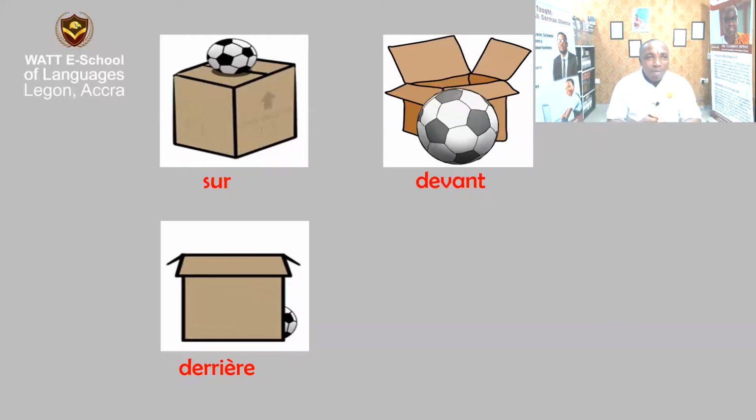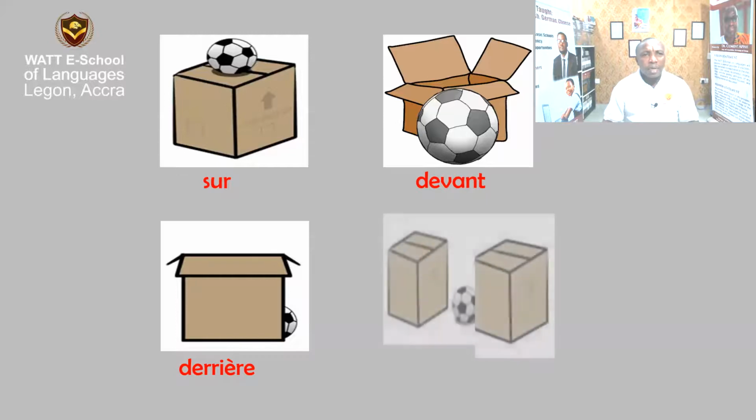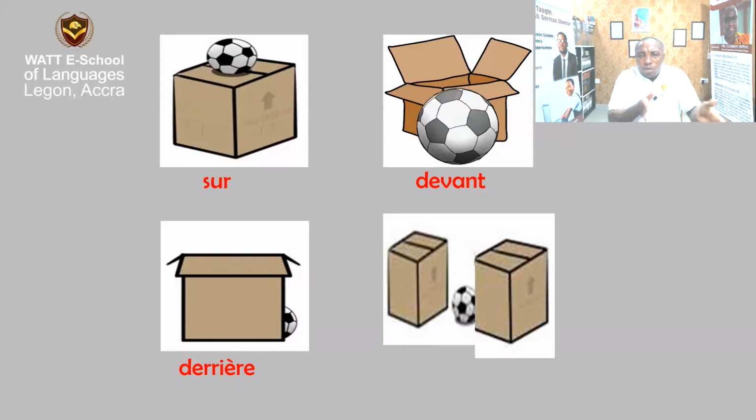Now, my kids, let's continue our lesson of today. Please keep quiet. All right. We said le ballon est derrière le carton. Now, let's have a look at another one. Look at this image. Where is the ball? We have two boxes now. The ball is in between the two boxes. Have you seen? In French, we don't say between. Then who can tell us?